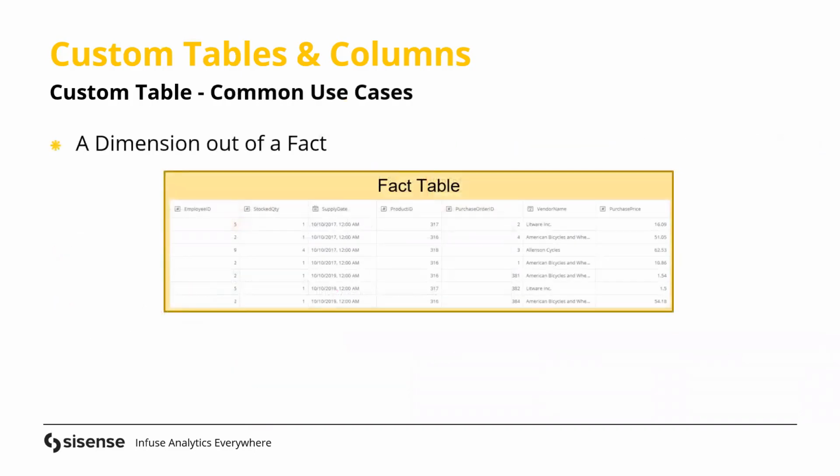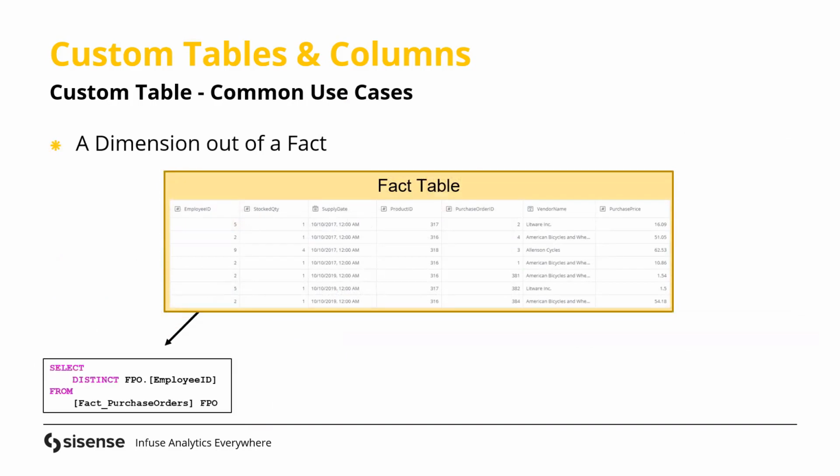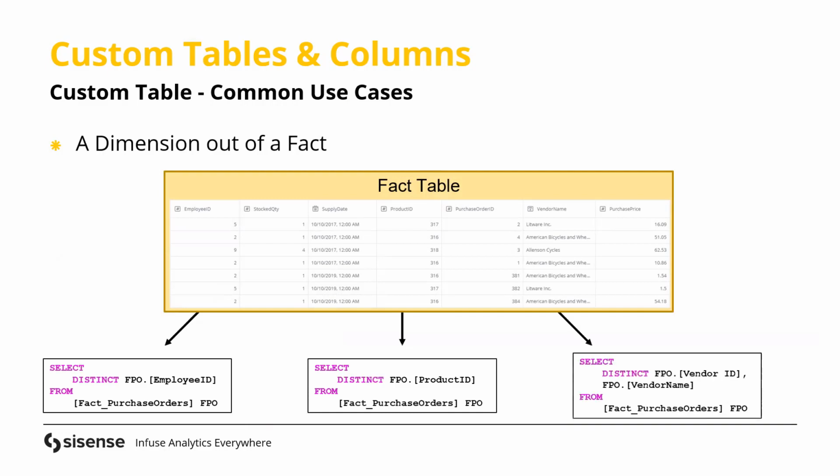The following custom tables are examples of how to create a dimension table out of an existing fact table. As employees, products, and vendors are measures that we might want to filter, they must be exposed to the users as dimensions.